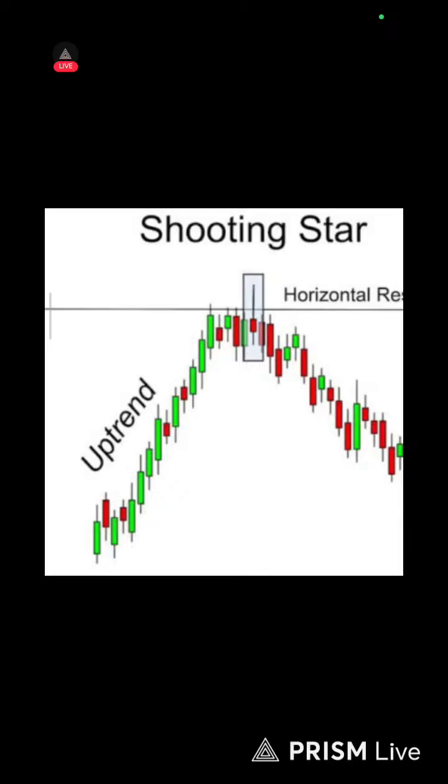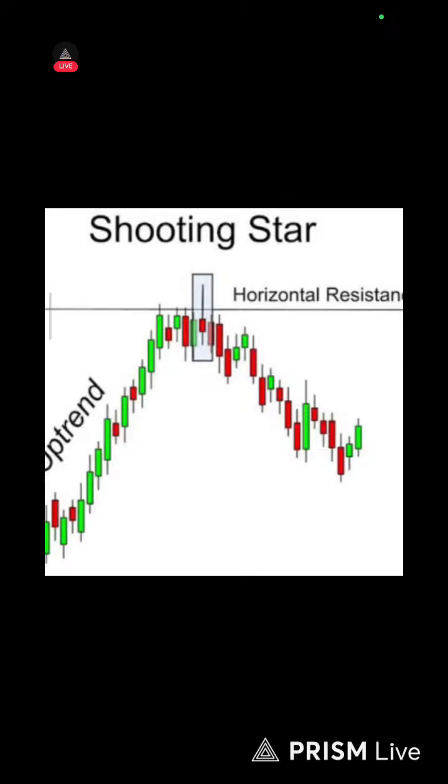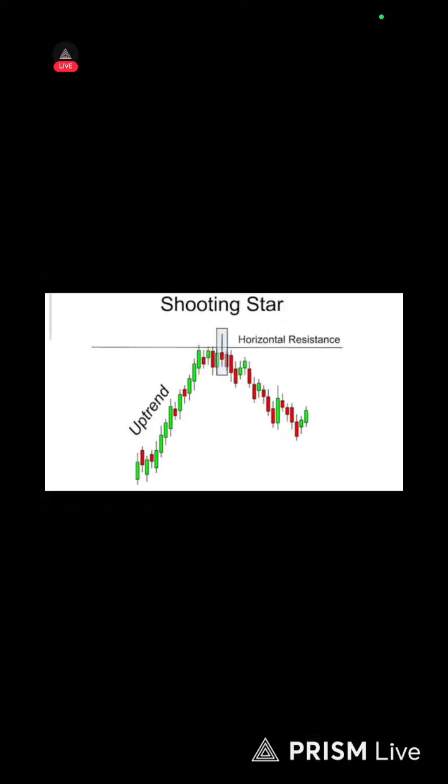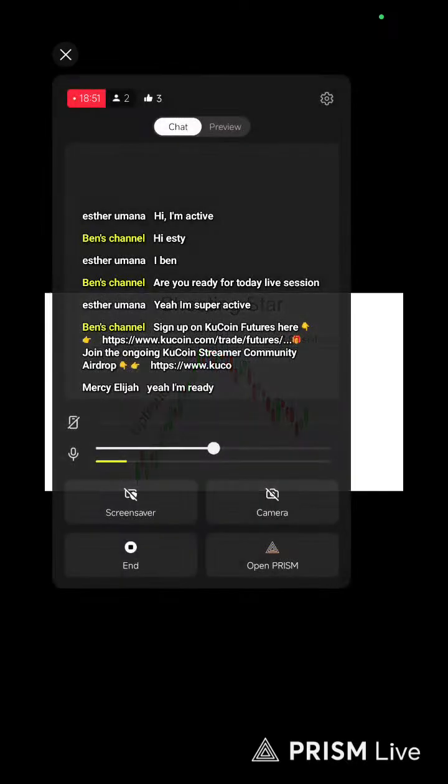But you know what? All of a sudden, it forms a resistance, because the shooting star occurs at a resistance level, while the hammer or the pin bar tends to occur at the support level. So this is horizontal resistance, right? At the top of the horizontal resistance, there forms a candle, a shooting star. Now, guess what happened to the market? The market had to turn down.